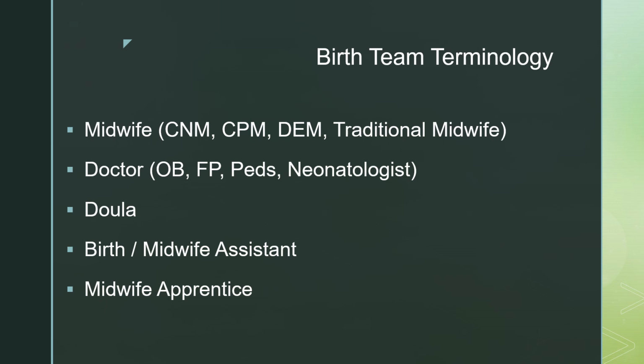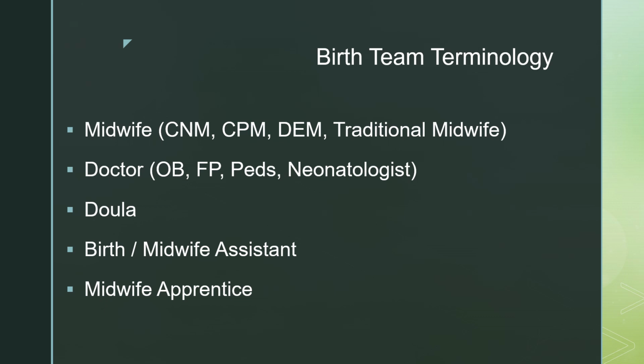Then there are doctors, especially when you have a community you're collaborating with regularly. OBs are obstetricians. FP is a family practice doctor. Some hospitals still have family practice doctors doing OB services. Pediatrics is a baby provider that specializes in children. And the neonatologist has to do with high-risk fetal care. You have maternal fetal medicine and you have neonatology. They're above obstetricians if you have a high-risk situation. Obstetricians will refer to MFM, maternal fetal medicine, and neonatology.